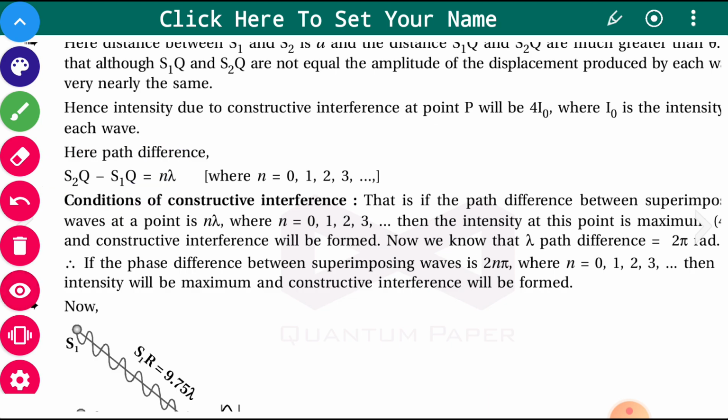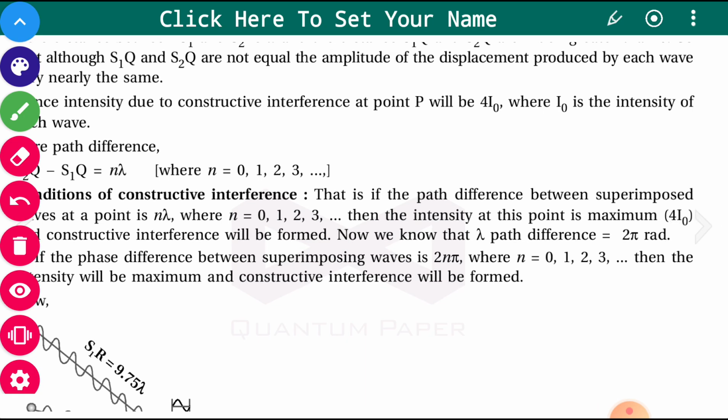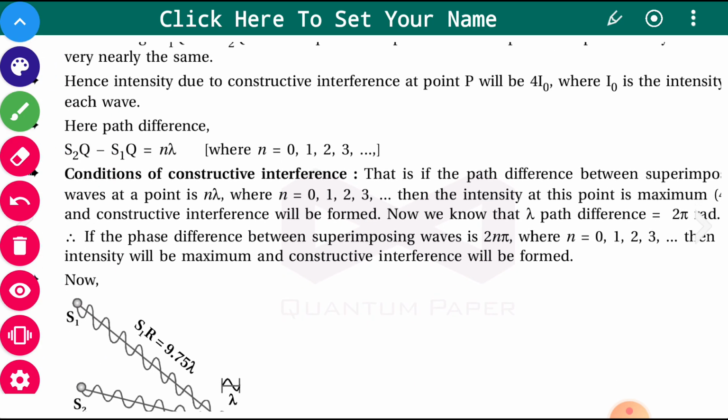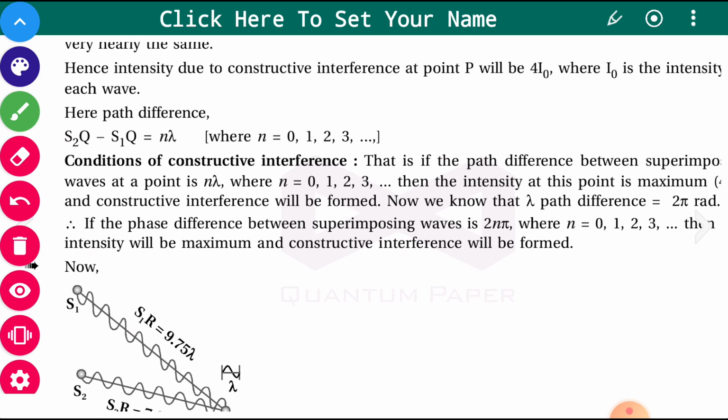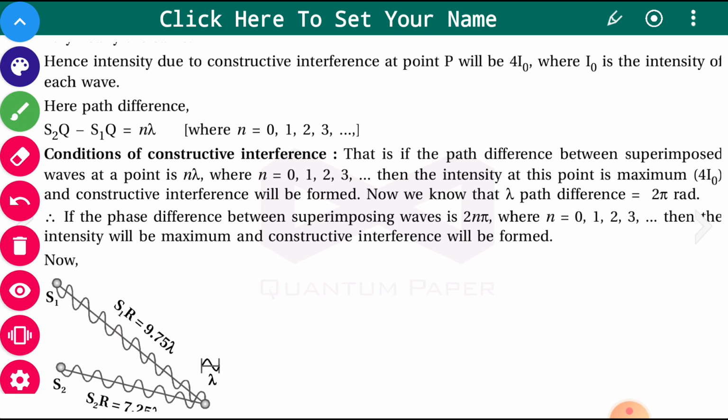In general, it can be n lambda. So for constructive interference, the path difference between the superimposing waves must be equal to n lambda, where n is 0, 1, 2, 3. Then the intensity at the point will be maximum, that is 4I0. So for constructive interference, the path difference must be n lambda.